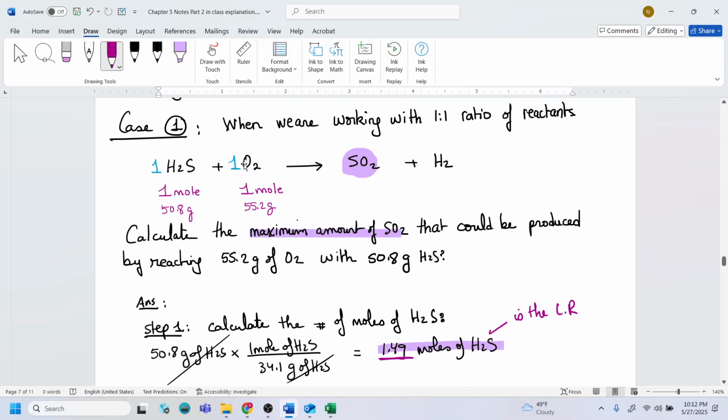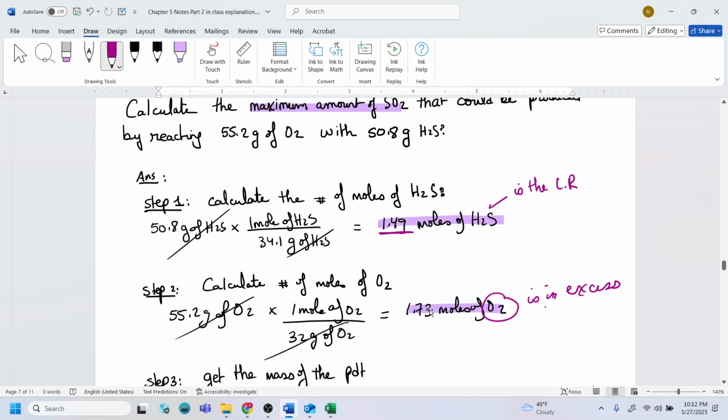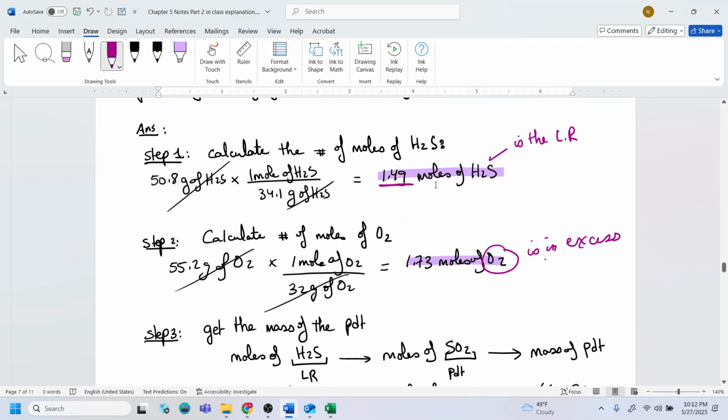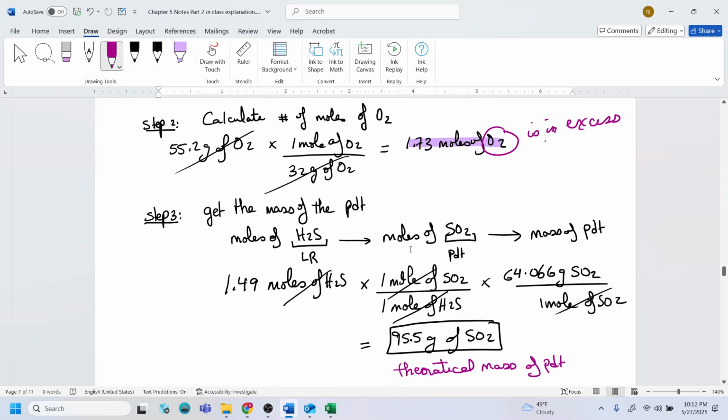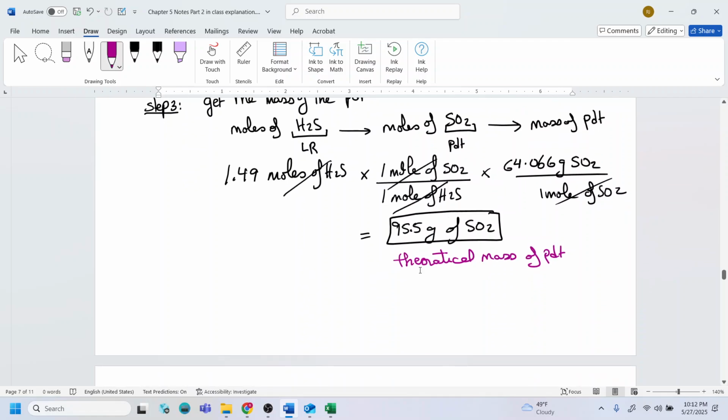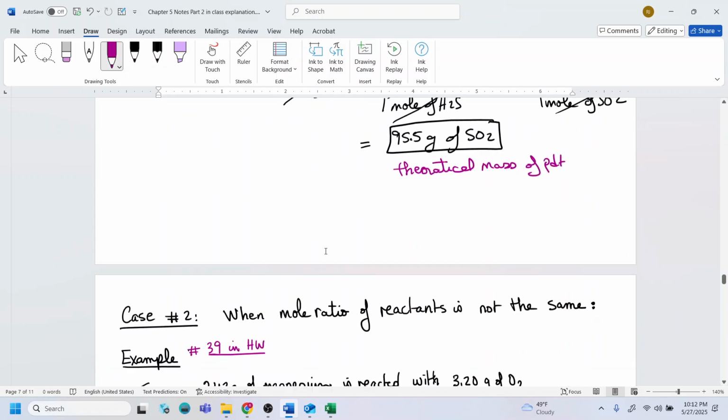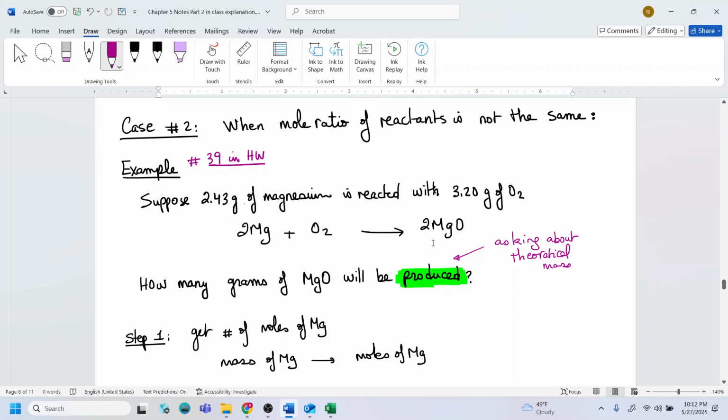You look at your reactants, see the difference between this case and the case before. The case before, we had a 1-to-1 mole ratio of the reactants. So we went with the number of moles of each of these reactants. We found out which one is the lowest, and we got that number of moles. We related it to the moles of the product, and then we changed it into the mass of the product. And we got the theoretical mass of the product. Here, to get the theoretical mass of the product, it's going to be a different story because the mole ratio of the reactants is not the same.